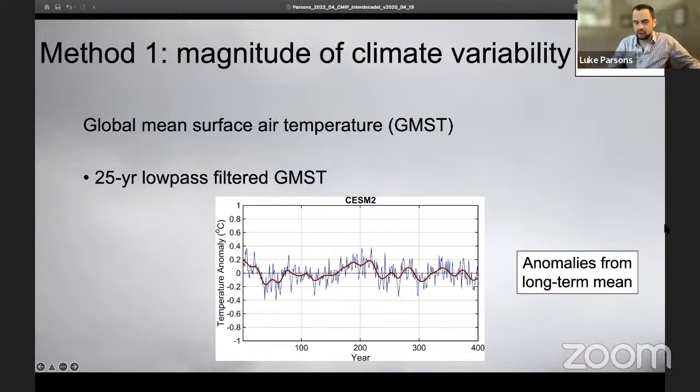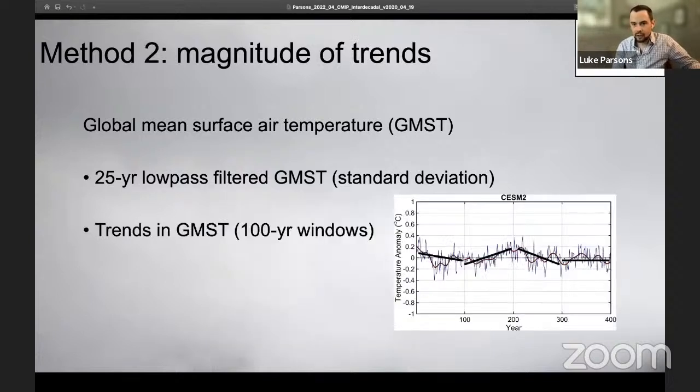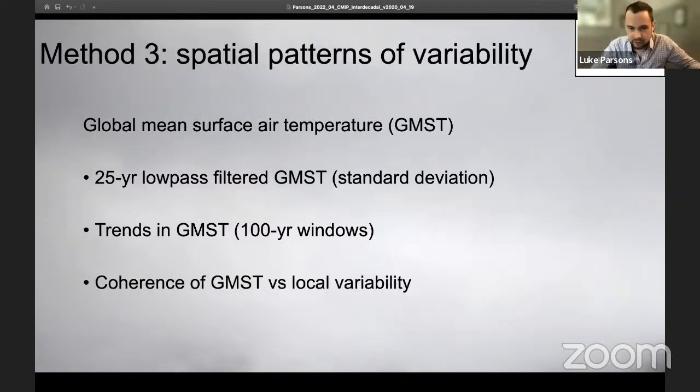So then what I did is I just took a 25-year low-pass filter of global mean surface temperatures, and that's what this red line is showing you. And the way I'm defining the magnitude of climate variability on these longer timescales is I'm just looking at the standard deviation of that red line. Then I'll also be looking at trends in global mean surface temperature in 100-year windows. I'll get into that later. And I'll also be looking at the coherence of global mean surface temperatures versus local surface temperature variability. And I'll get into that later in my talk when I actually talk about that.